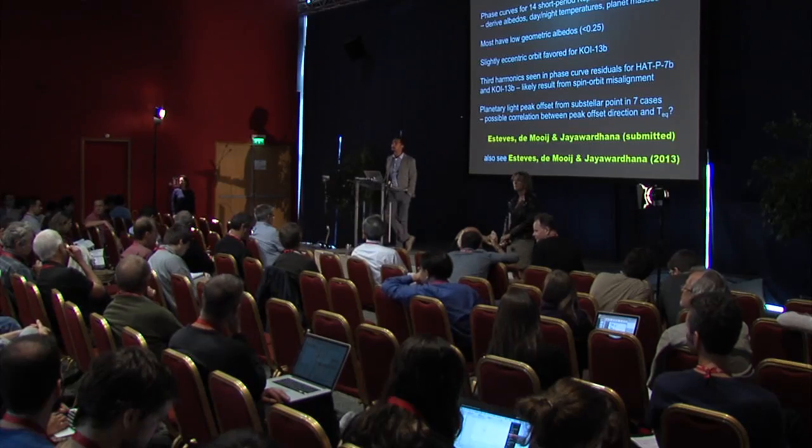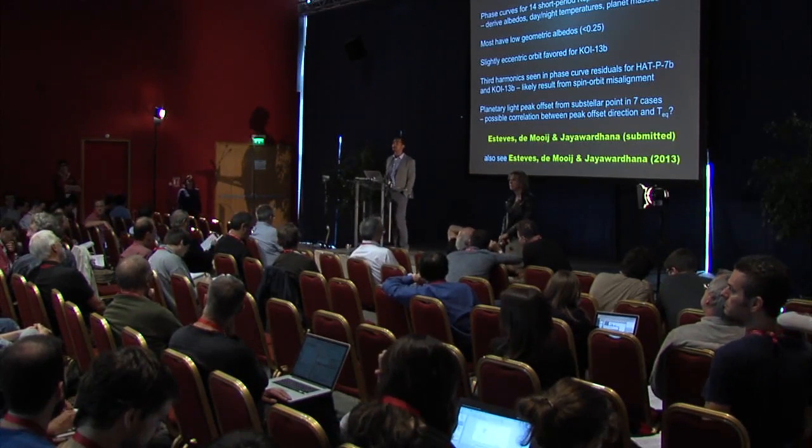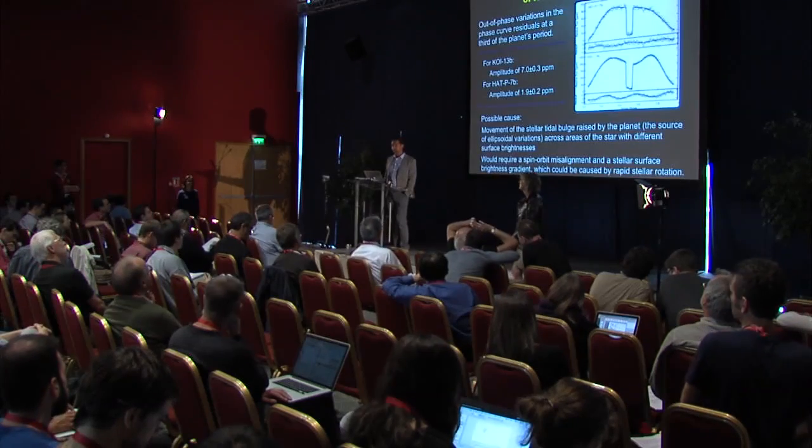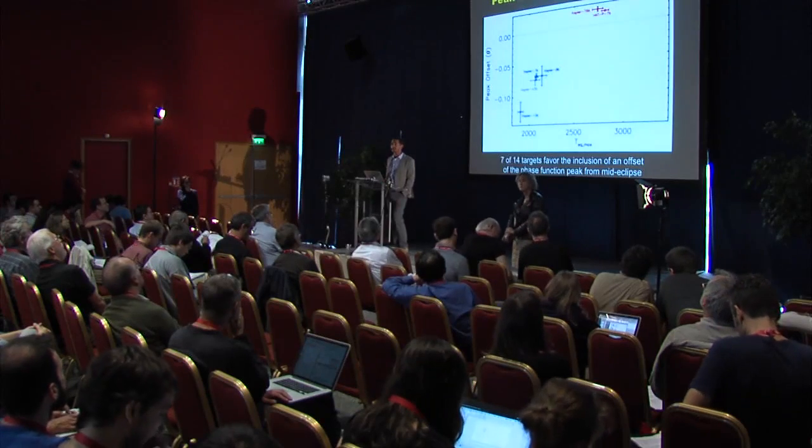What about the planets that show no peak offset? Are they the same temperature range, are they high or low temperature, or are they a third category? Yeah, that's a good question. We should have actually plotted that on here.